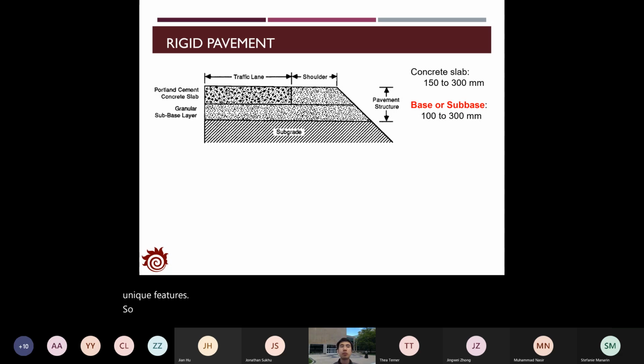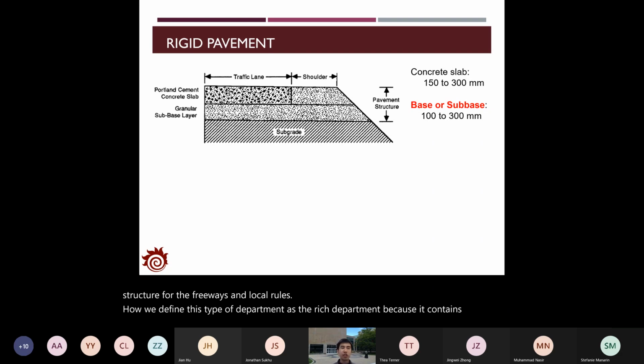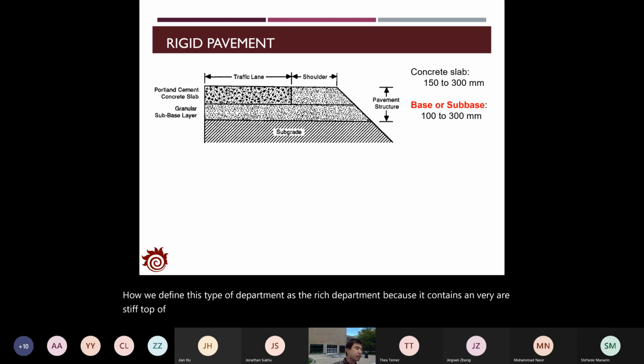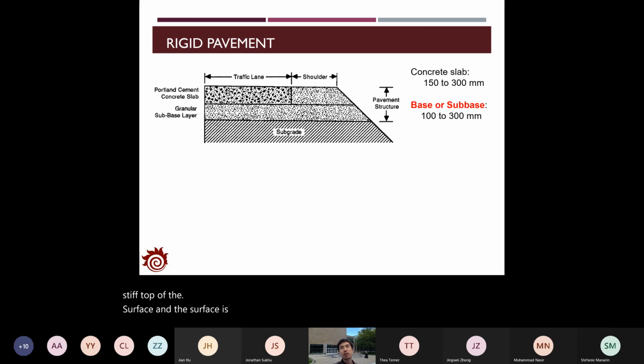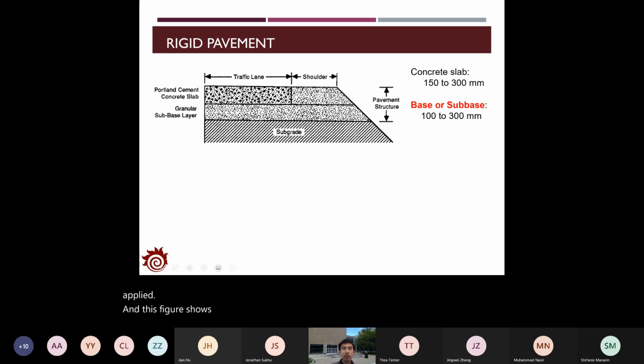Different from the flexible pavement, the rigid pavement is another commonly applied structure for the freeways and local roads. We define this type of pavement as the rigid pavement because it contains a very stiff top surface, and the surface is usually made with a concrete slab. In the US and in Canada, Portland cement concrete slabs are commonly applied, and this figure shows the structure of the rigid pavement.